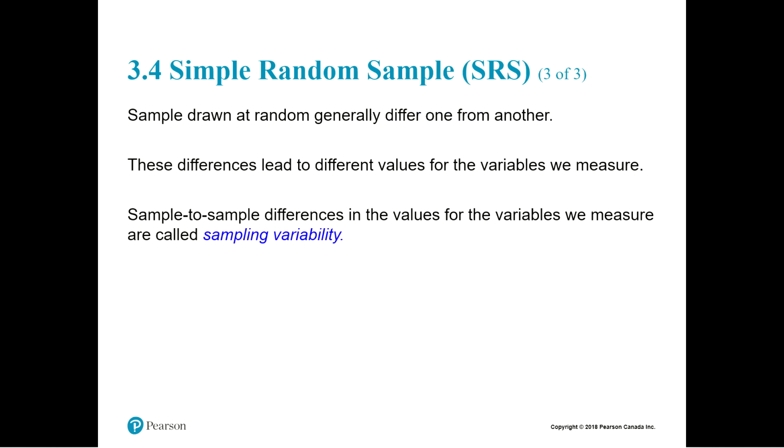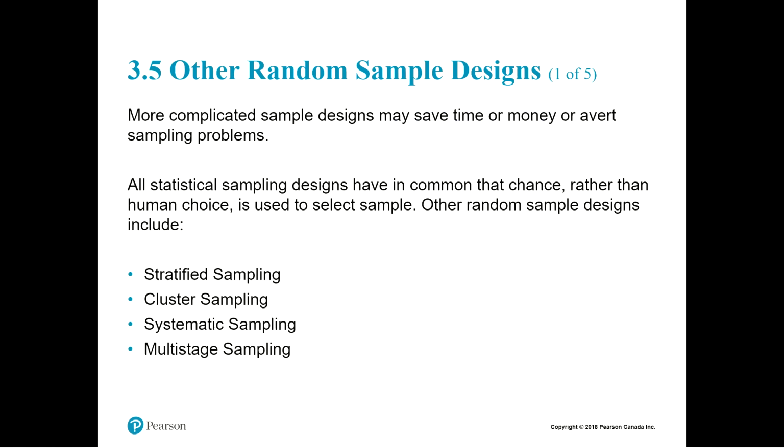Samples drawn at random generally differ one from another, and these differences lead to different values for the variables we measure. Sample to sample differences in the values for variables we measure are called sampling variability. More complicated sample designs may save time or money or avert sampling problems. All statistical sampling designs have in common that chance rather than human choice is used to select a sample. Here are other random sample designs: stratified sampling, cluster sampling, systematic sampling, and multi-stage sampling.